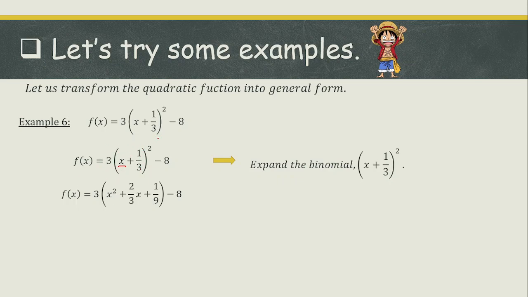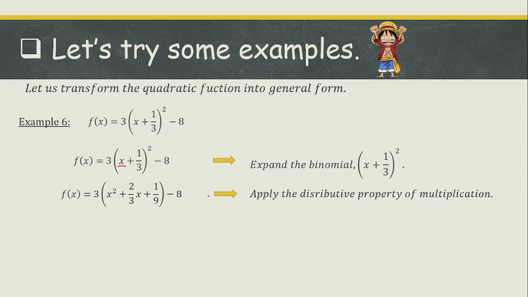Then multiply by 2. So 1/3 times 2. Class, any whole number is understood to have a denominator of 1. So 1/3 times 2 over 1, the answer is 2/3. So plus 2/3 x. Then find the square of the second term, 1/3. The square of 1/3 is 1 over 9. Then minus 8. After that, we are now going to apply the distributive property of multiplication.